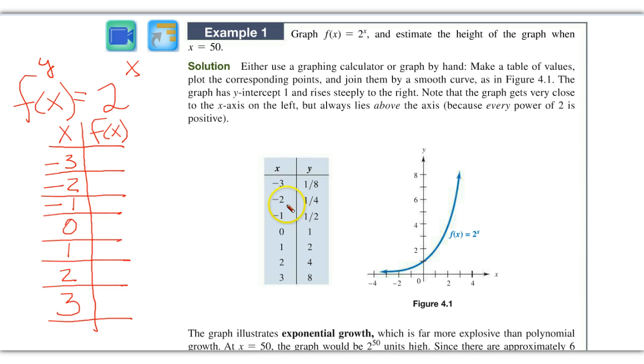Now, I'm repeating what they've done here, but I'll work it out for you. And I'm going to start here. These are the easy ones. So 2 to the third power is 8. 2 to the second power is 4. 2 to the first power is 2. 2 to the 0 power, anything to the 0 power is 1. It's a funny looking one.